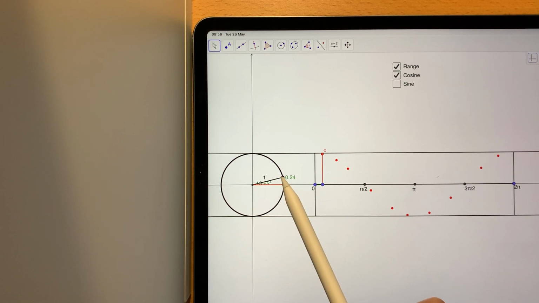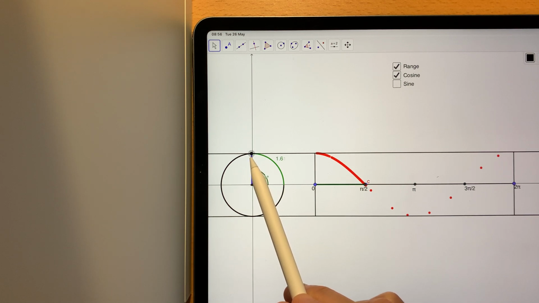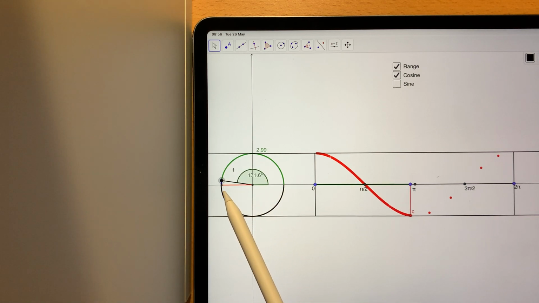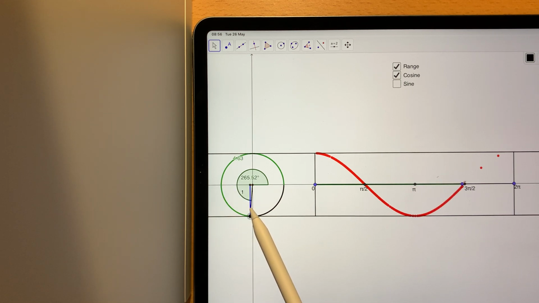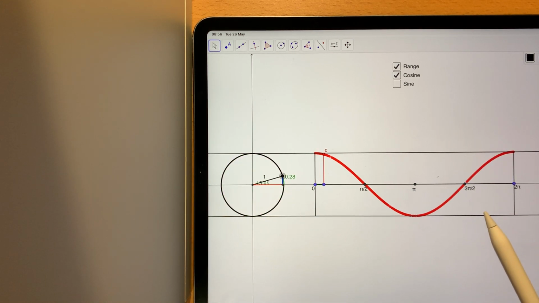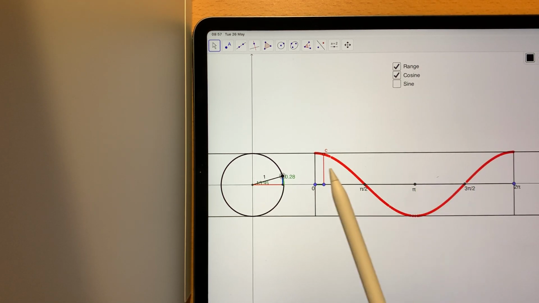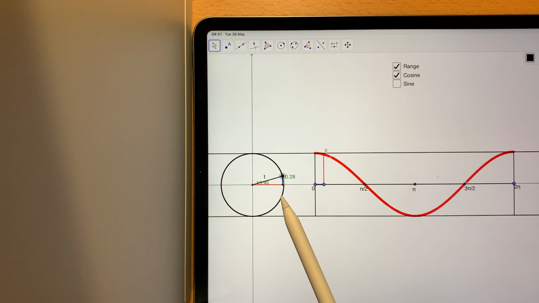Switch on cosine. It starts at 1, goes down to 0, goes even further down to -1, goes up to 0 again, and then it goes to 1. Again, 1 period length of your cosine. Let's have a look at the range. It's again between 1 and -1, because it's always in this unit circle.